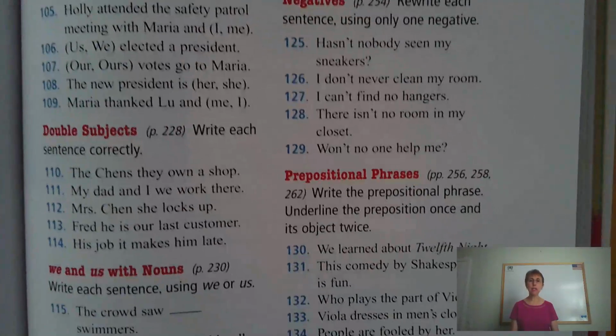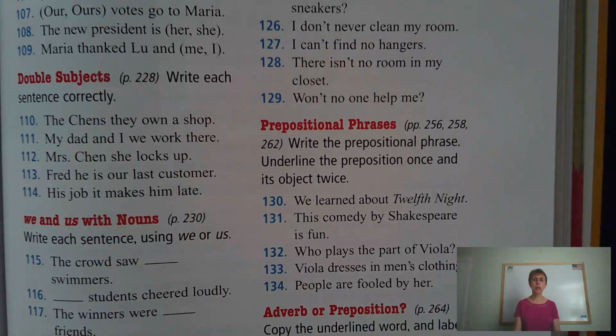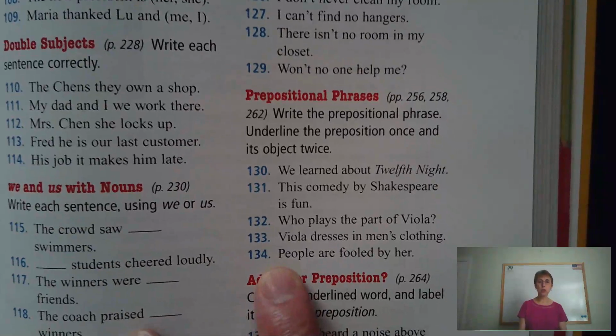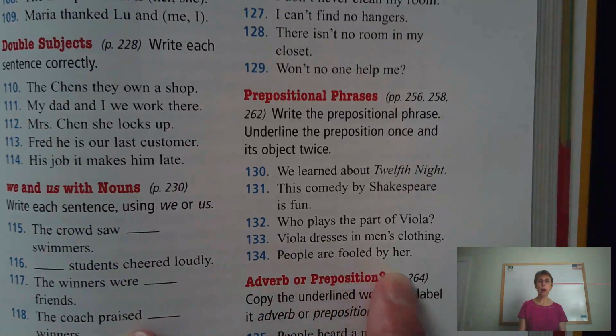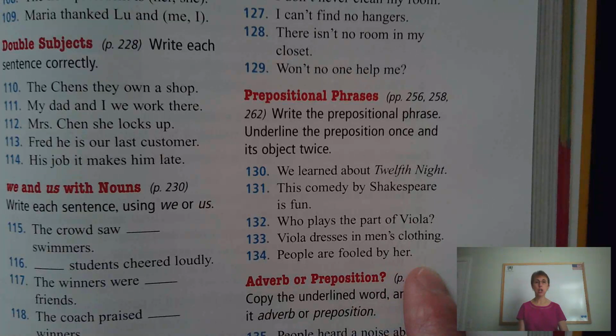Prepositional phrases. Write the prepositional phrase, underline the preposition once and its object twice. Okay, so number 134, people are fooled by her. The preposition is by, so you're going to underline that once, and the object is her. By who? By her. So her gets underlined twice.